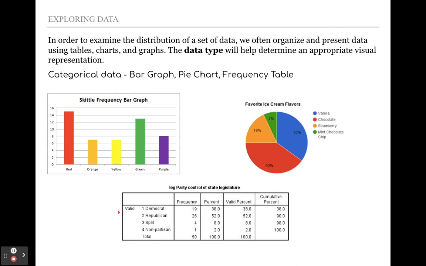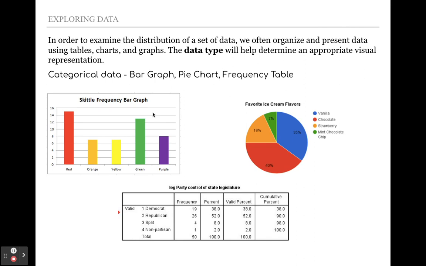So for categorical data, which breaks up measurements into categories, the most appropriate graph types are bar graphs, pie charts, and frequency tables. And here you'll see examples of each of those.